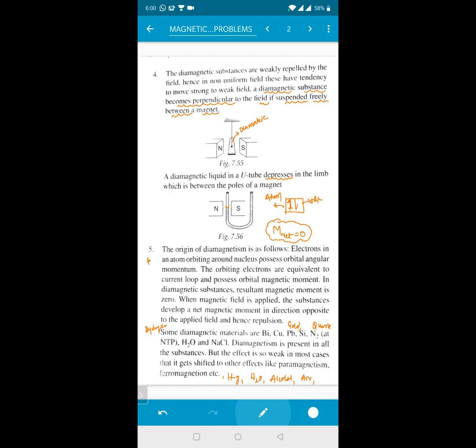Because we also have atoms in our body. Yes, sir. But when a bar magnet is brought near, we don't feel much magnetic effect inside us, isn't it? Yes, sir. That is the reason. Okay.